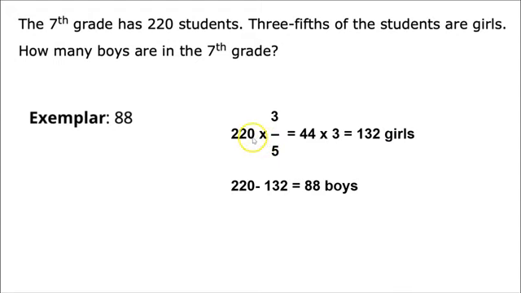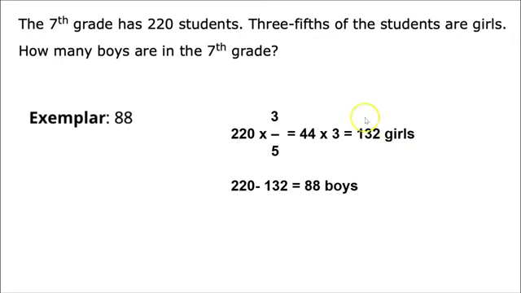And so you can make your life easy. You don't have to do 220 times 3 and then try to divide that by 5. You can first start off with 220 divided by 5, which is equal to 44. And then 44 times 3 is equal to 132 girls.